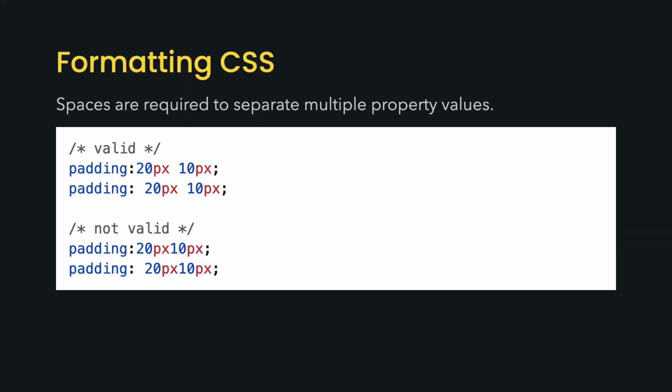When white space is required in a value, it's used to separate multiple values used with a single property. In the following example, the space between the property and value is not required, but the space between the two values is required. Everybody has a personal preference when formatting their code.